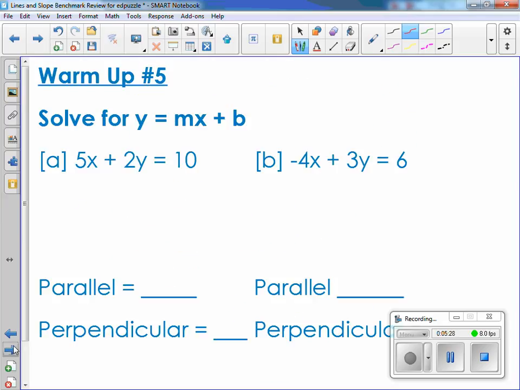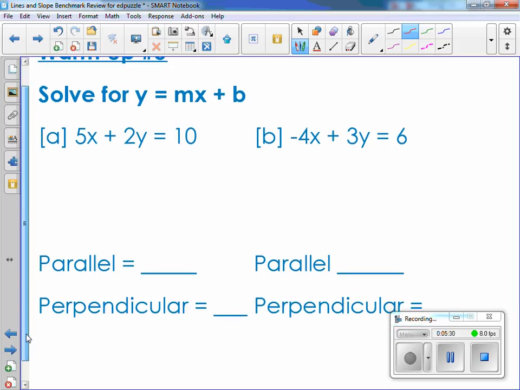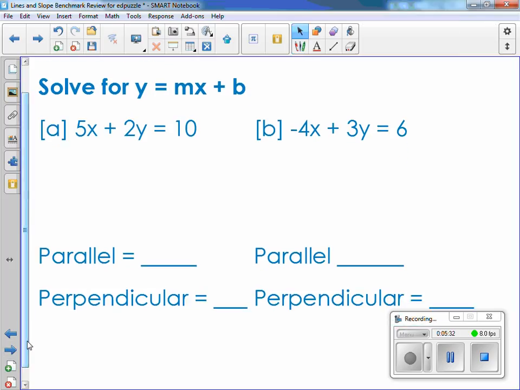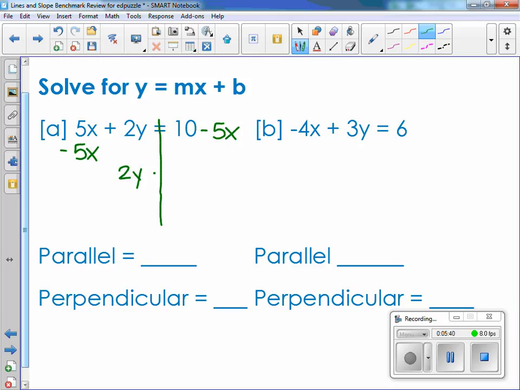All right. Now we've got another parallel and perpendicular, but it's a solving one. So we're going to just solve the first one. I'm going to let you try the second one. So minus 5x, 2y equals 10 minus 5x. Divide by 2, divide by 2. y equals 10 divided by 2 is 5. You get negative 5/2 x there. So the slope of this line is negative 5 over 2.